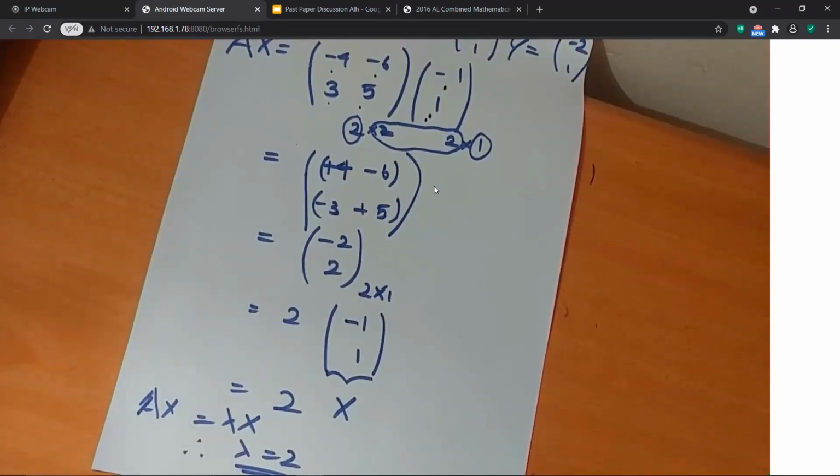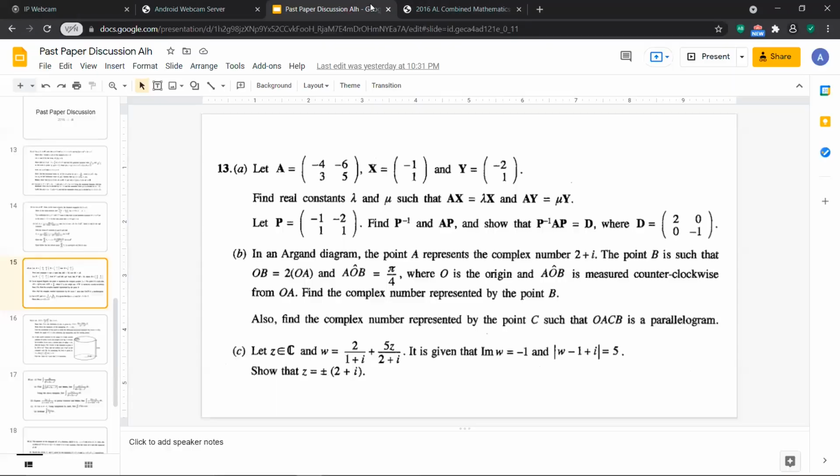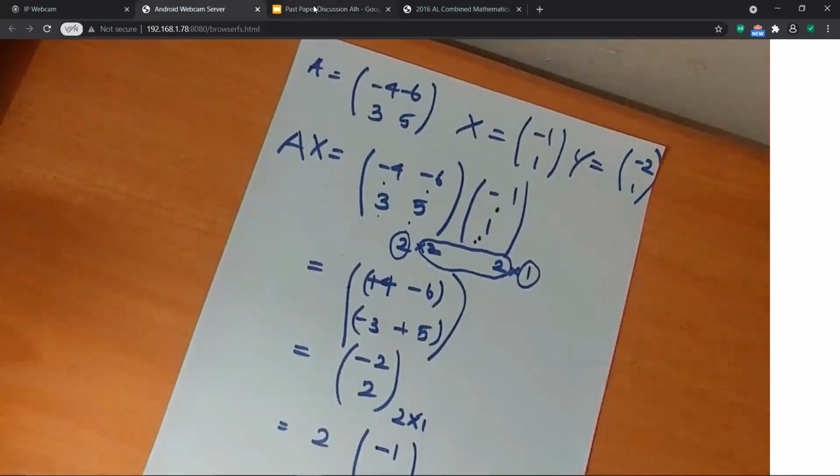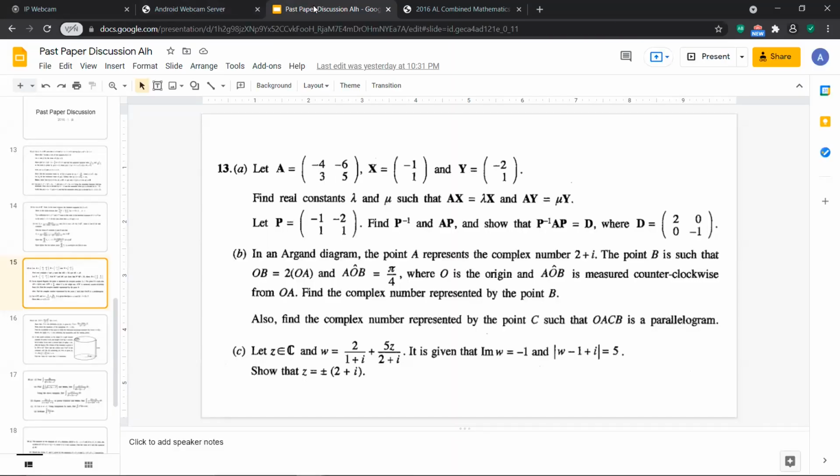So next, what we need to do, the next part, is show that Ay is equal to mu y. For y, we need to find mu. So we need to multiply A by y. So let's do that. So Ay is equal to, what is A? Minus 4, minus 6, 3, 5, multiplied by y, which is minus 2 and 1.